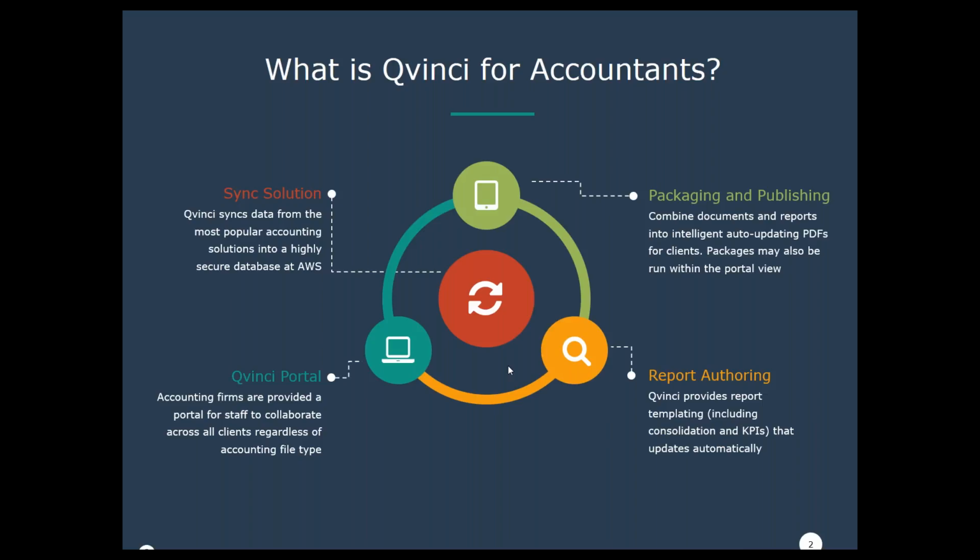So, and then lastly, it's packaging and publishing. Packaging and publishing is one of the real, what I consider special sauce items behind Qvinci for accountants. And what packaging and publishing does is it allows you to say, okay, instead of having to create a bunch of memorized reports within QuickBooks Online or QuickBooks Desktop for each one of these clients, and then every month I have to go through and download them to Excel and then make some changes and then put them into some sort of PDF writing solution, what we do is this.